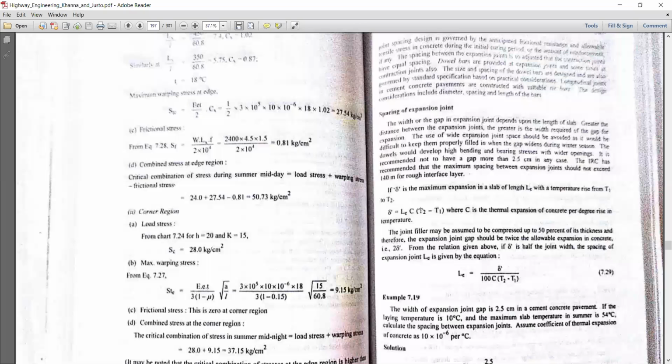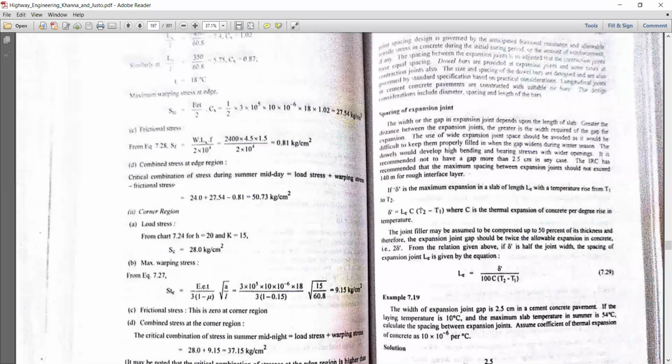The use of wide expansion joint space should be avoided as it would be difficult to keep them properly filled when the gap widens during winter season. As far as possible, we have to avoid wide expansion joint spacing. As per standardization, it is recommended not to have a gap more than 2.5 centimeter. This you remember: less than 2.5 centimeter gap has to be provided.